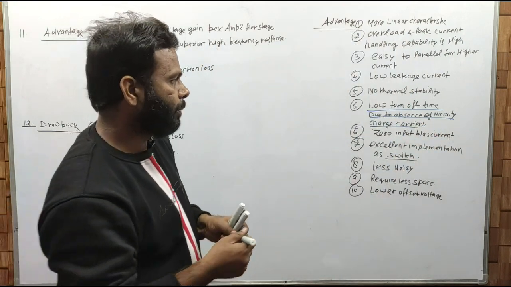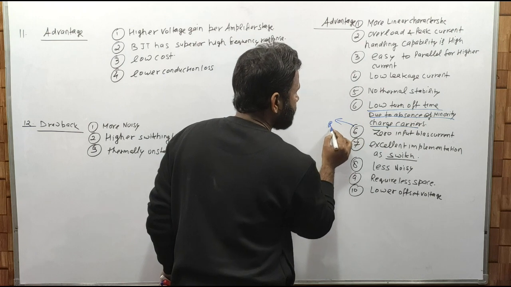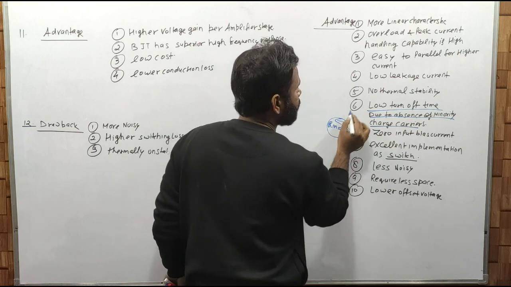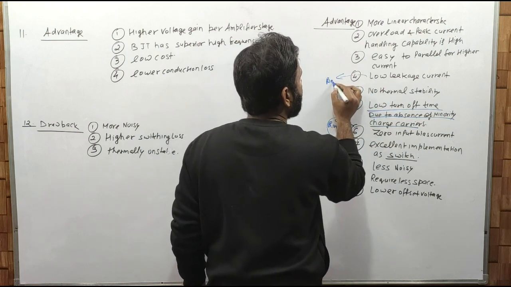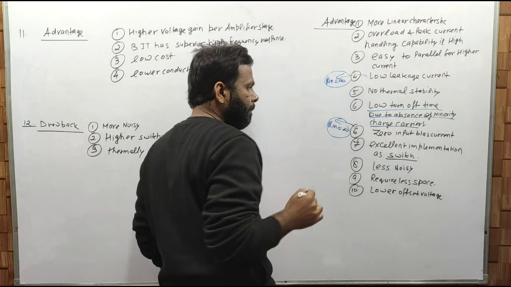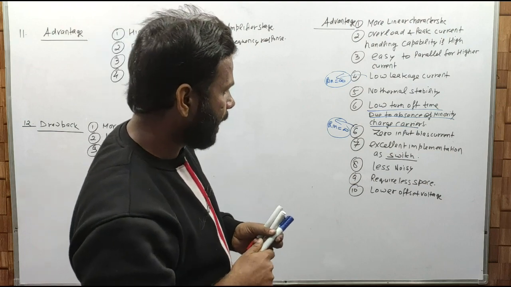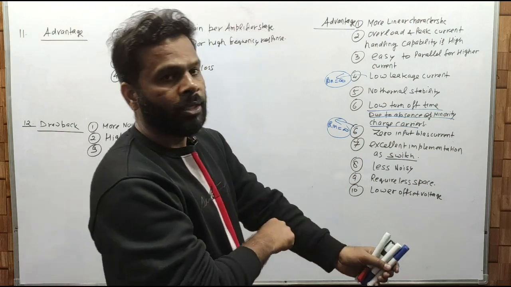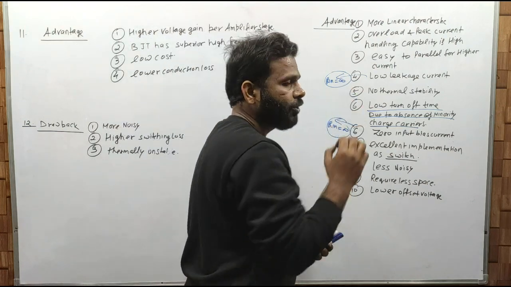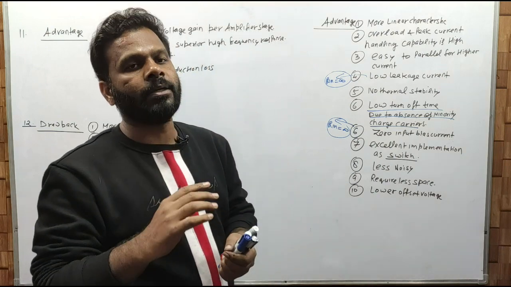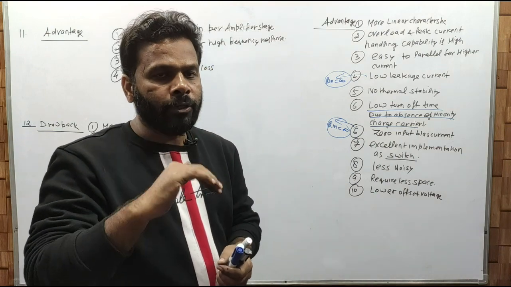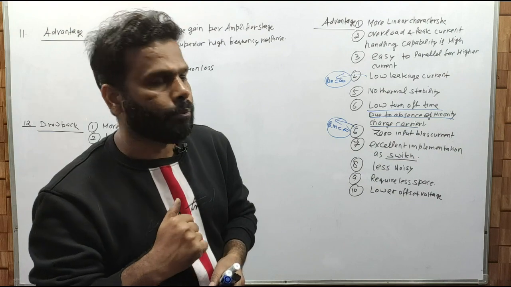Zero input bias current because Rin is very, very high, that is infinite, and this is also due to Rin is very, very high. Clear hai? Then zero input bias current ho gaya hai. Then 7th point, excellent implementation as switch. This FET is mostly working as a switch. That means switch from cutoff to saturation to cutoff mode.